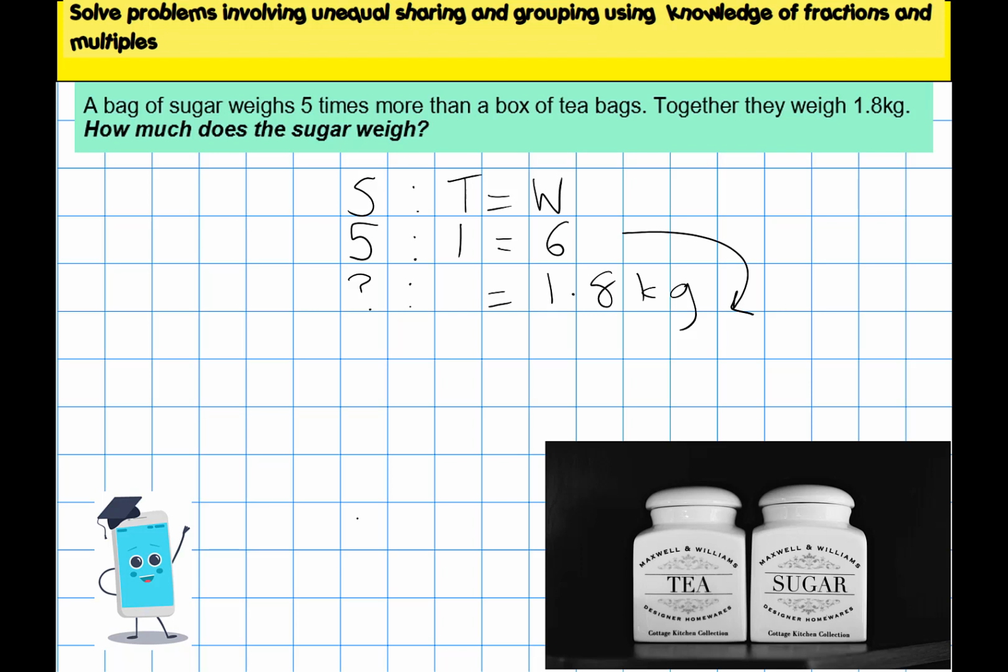Or you might even do 1.8 divided by 6, and then you could find your answer. Or another way is you could change your 1.8 kilograms to grams. What about if you made it 1,800 grams? Would it be easier now to figure out a scale factor?